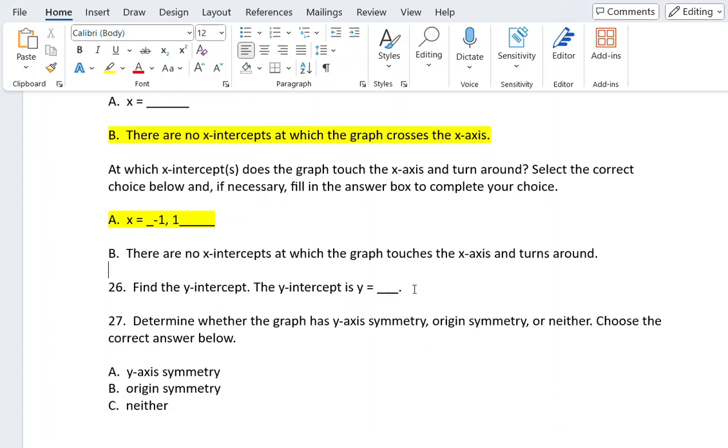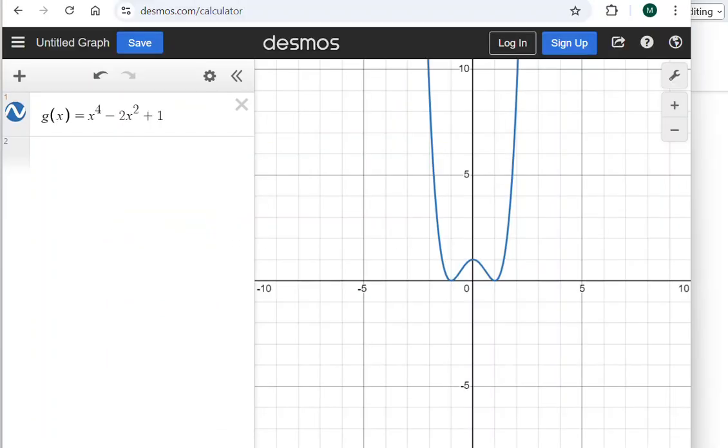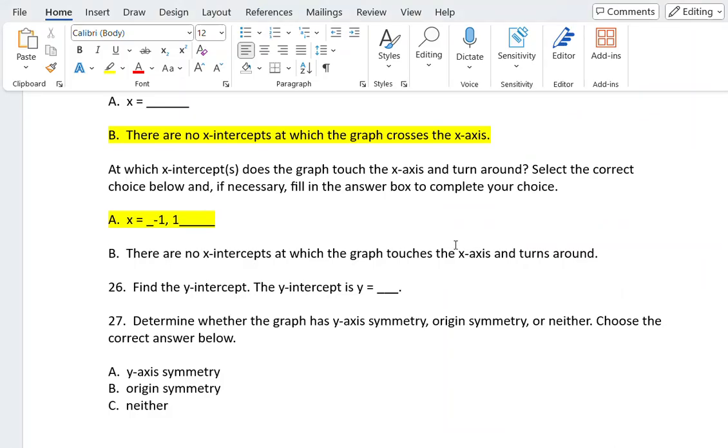Next, we're going to find the y-intercept. Again, I can do this by clicking on the graph. I can also do this by looking at the equation because I see that I have a number that's added here that does not have any x's with it. So that's going to be my y-intercept at 1.